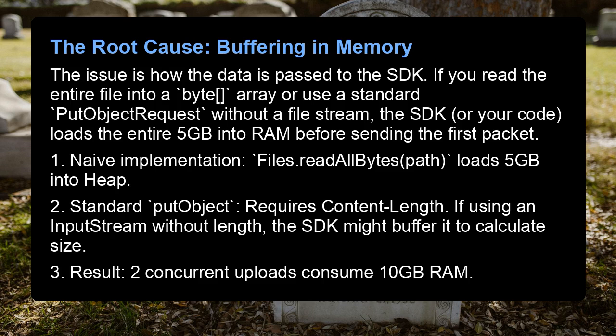If you read the entire file into a byte array or use a standard put object request without a file stream, the SDK or your code loads the entire 5 gigabytes into RAM before sending the first packet. 1. Naive implementation: Files.readAllBytes(path) loads 5 gigabytes into heap. 2. Standard put object requires content length. If using an input stream without length, the SDK might buffer it to calculate size. 3. Result: 2 concurrent uploads consume 10 gigabytes RAM.